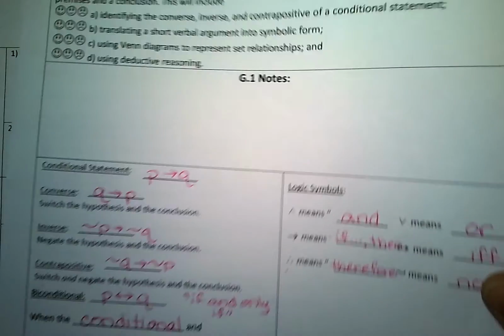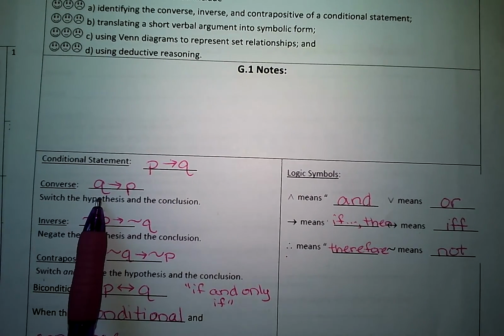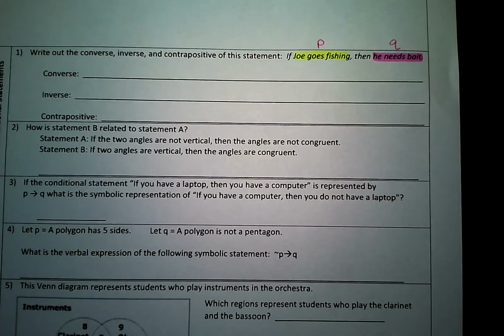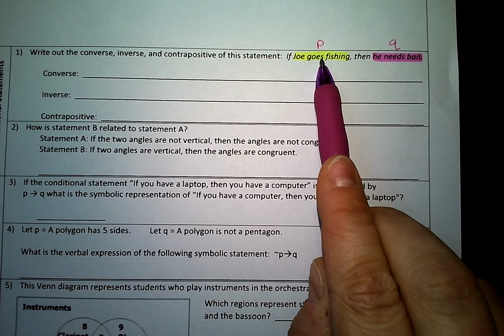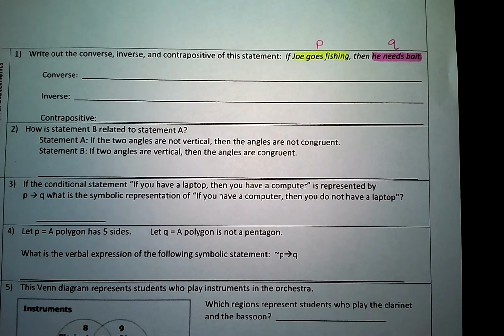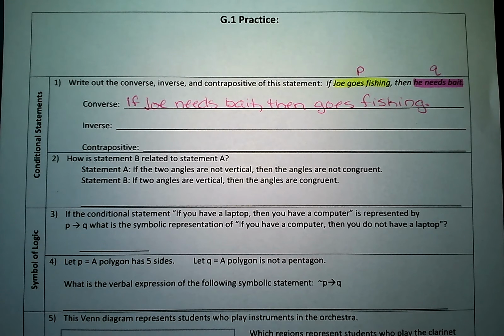With the converse, I can check my notes again. The converse's job is to switch the hypothesis and conclusion. Symbolically, that's where Q and P switch positions. Therefore, the original conclusion becomes the hypothesis, and the original hypothesis becomes the conclusion. I'm going to pause for a moment and write this sentence up. My converse will now read, if Joe needs bait, then he goes fishing.